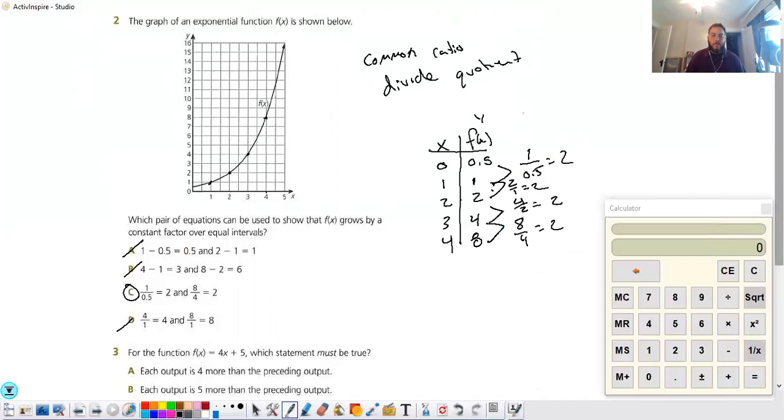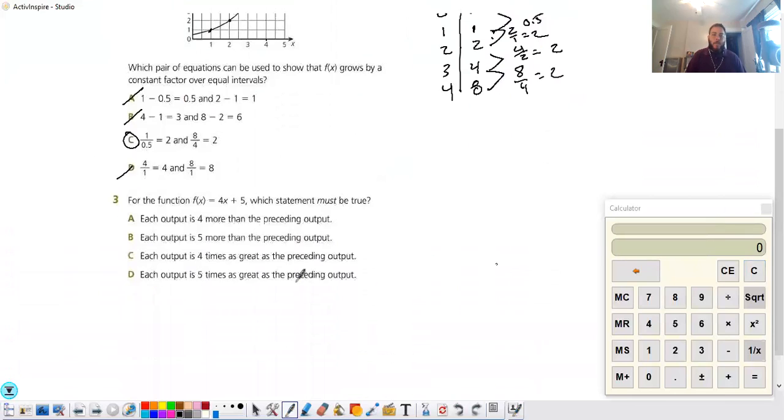Choice C. All right, the next one here says, for the function f of x equals 4x plus 5, which statement must be true? So first we're looking at a linear function, so it has a common difference.